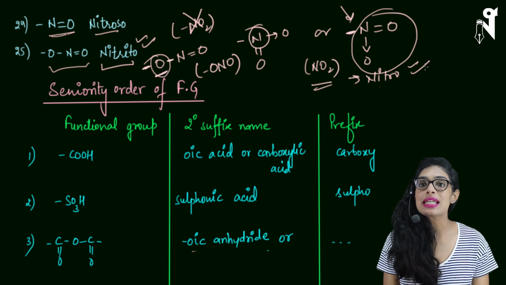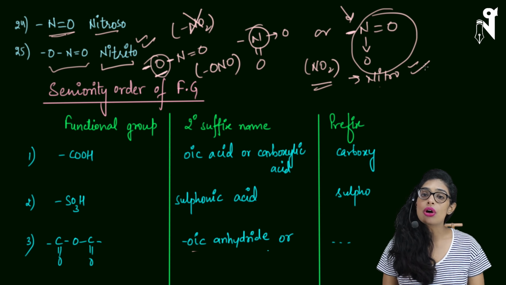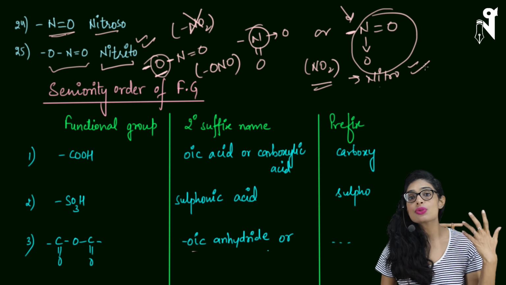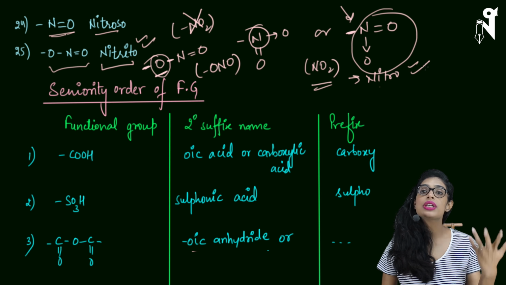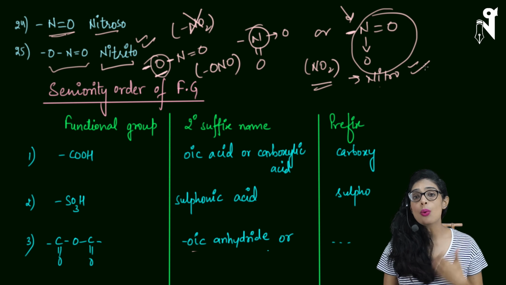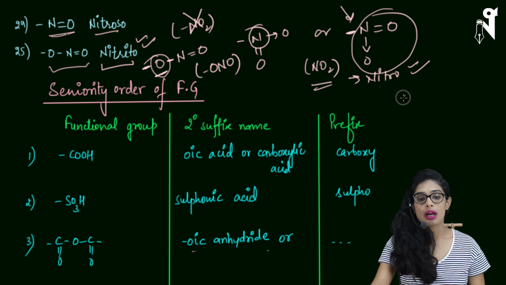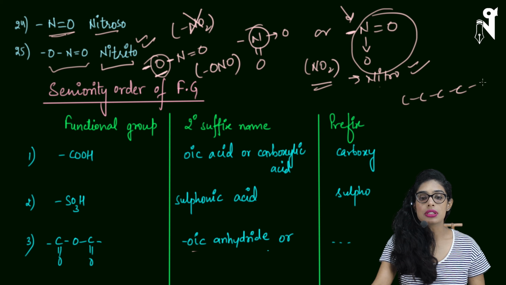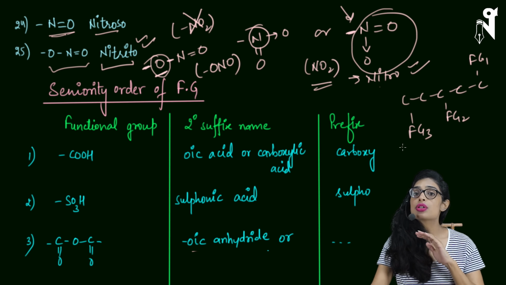So now let's understand the seniority order of the functional groups. What exactly is the seniority order? Seniority order means you have so many functional groups. We have spoken about 25 functional groups right now. Definitely all cannot be of the same priority. Let's say I have a carbon chain and 2 to 3 different functional groups are present over there. How will I decide how I have to name my compound? Let's say this is my carbon chain and I have 3 functional groups present. One is functional group 1, another is functional group 2, and a third is functional group 3. And all the 3 functional groups are different.